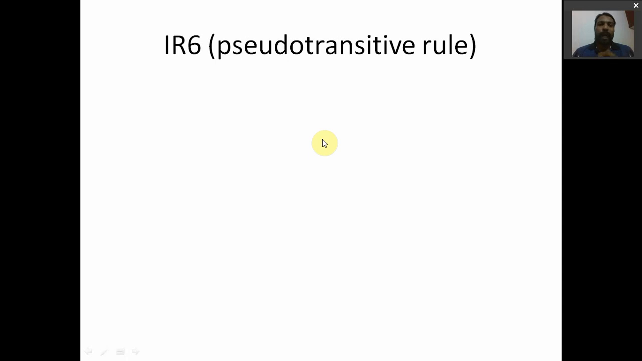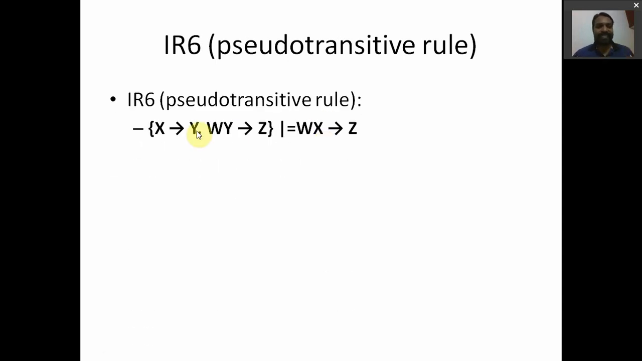Then the sixth rule, IR6, is known as the pseudotransitive rule. It states that if there is a functional dependency X to Y, and another functional dependency WY to Z, then this Y can be replaced with X. That is, WX to Z also holds. So if you have X to Y and WY to Z, Y can be replaced with X, and the result will be WX to Z. This functional dependency will also hold on that relation.